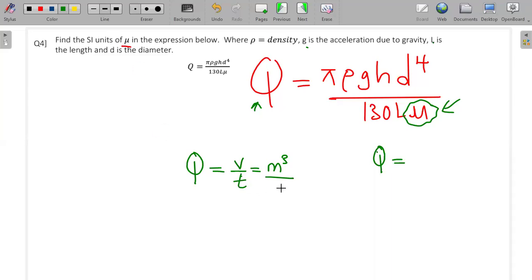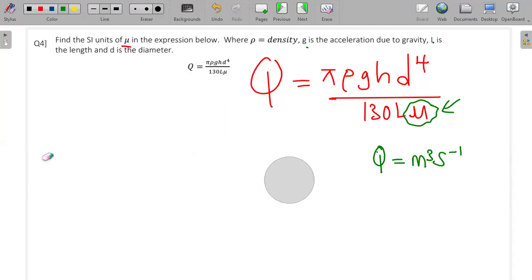Okay, T. And then the units for time is second. So meaning the units for this Q, which is just the volume flow rate, or the rate at which the volume is flowing, will just be m^3 s^-1. Okay, so that's the volume flow rate there. And then pi is a constant, because pi is equal to 22 over 7, right? The 130 is a constant, so they won't really matter when we are finding the dimensions there.